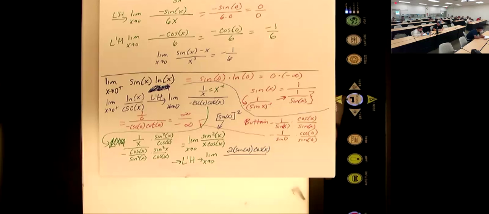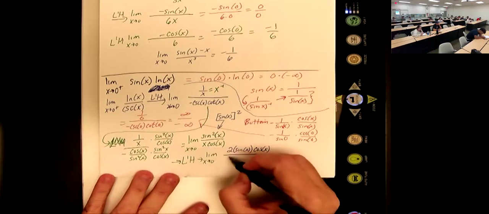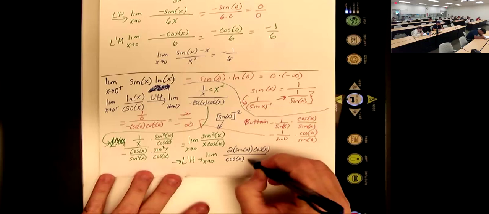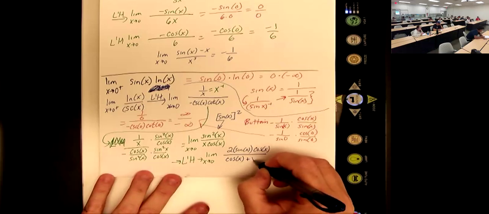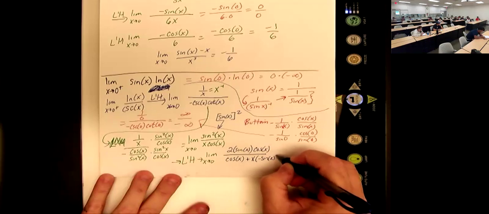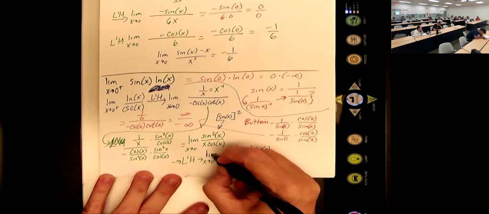On the bottom, we have a product rule. So we'll do the derivative of the first, which is 1 times cosine x, plus the first times the derivative of the second, which would be negative sine x. And this is still the limit as x goes to 0.